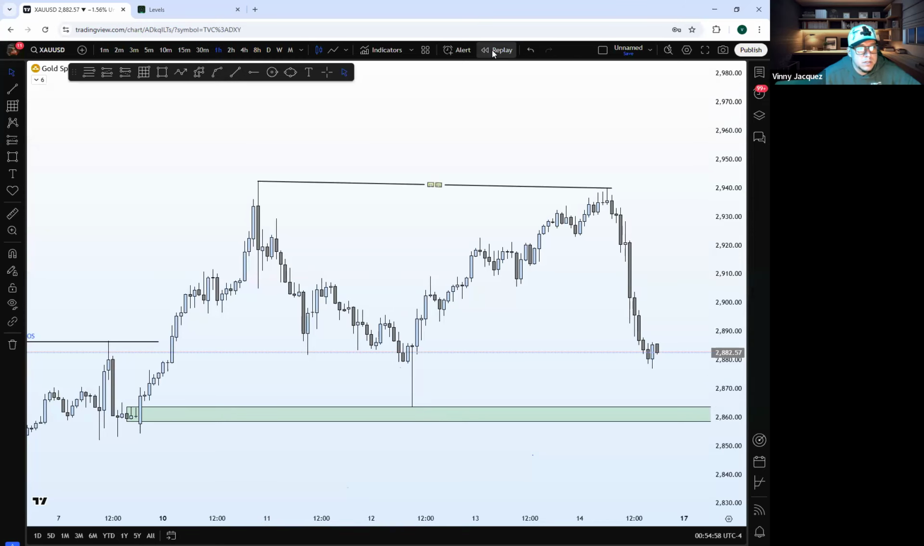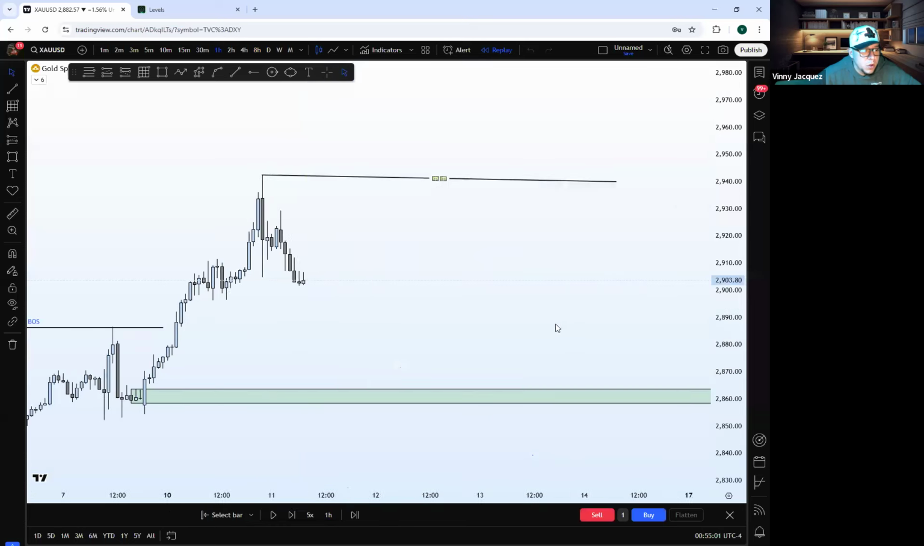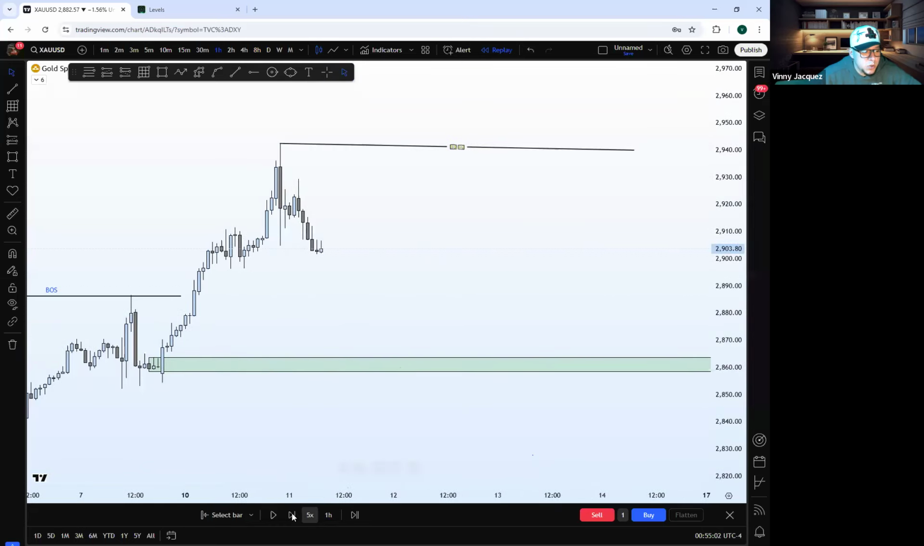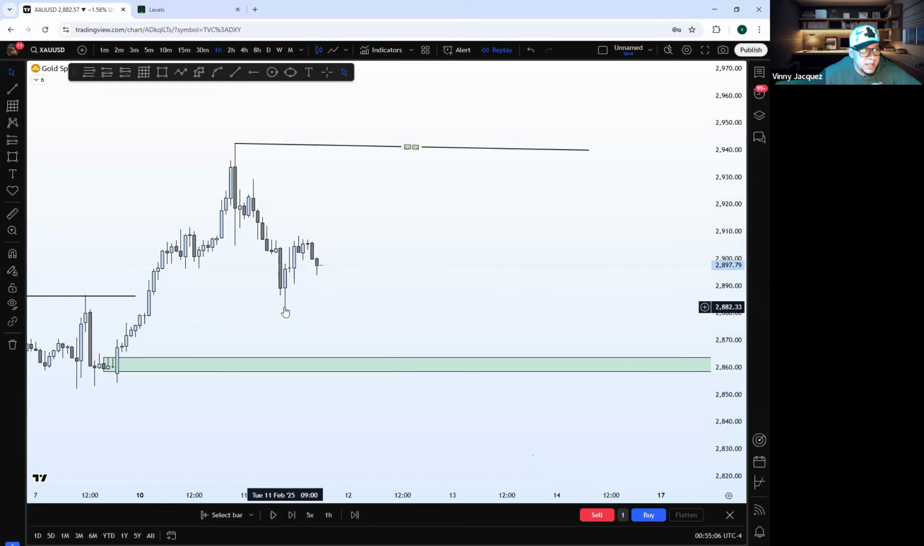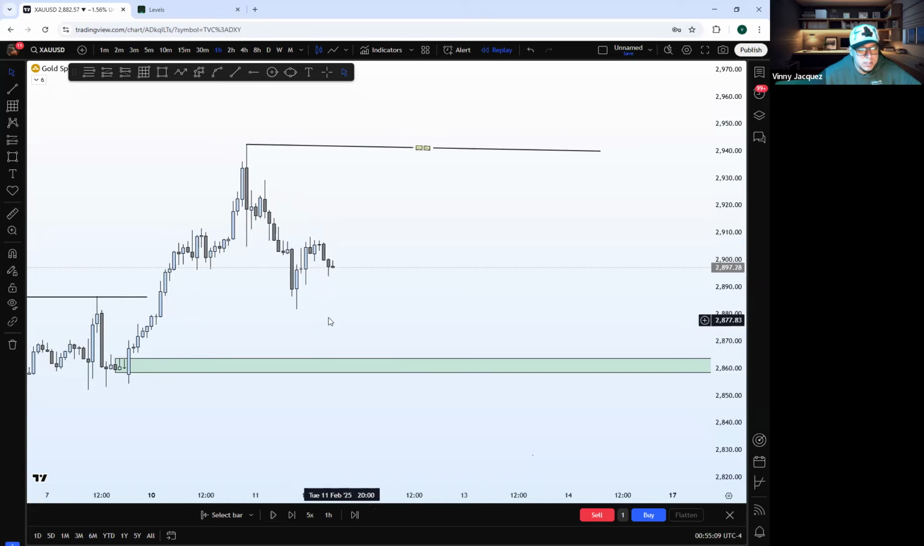Notice, let's replay this. We are waiting right here, right? So let's go ahead and wait. Market gives me a low here. I need the market to break and close below that in order to give me a liquidity sweep or break of structure to the downside.